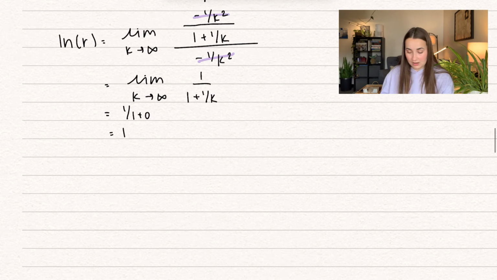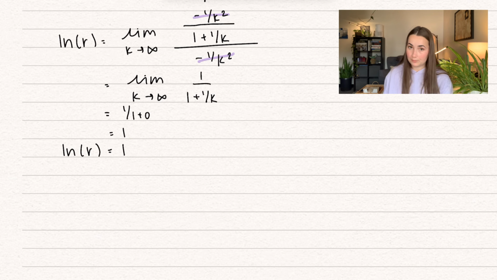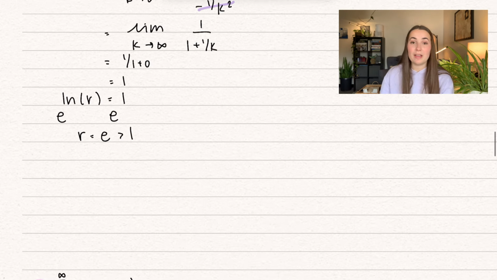So this is not our final solution, because the natural log of our common ratio is equal to 1. Now, if I raise e to both sides, we have r is equal to e. And e is like 2.71 or whatever. So this is greater than 1. So by the ratio test, this is going to diverge.